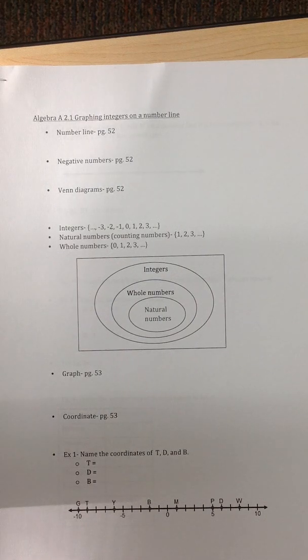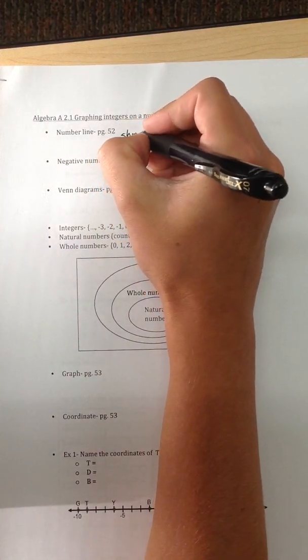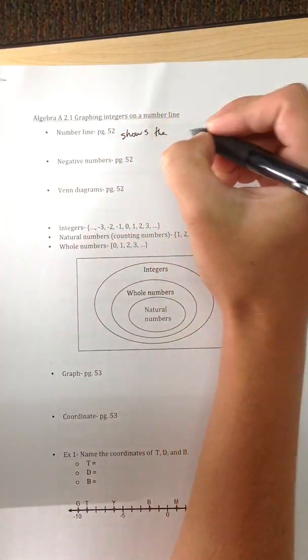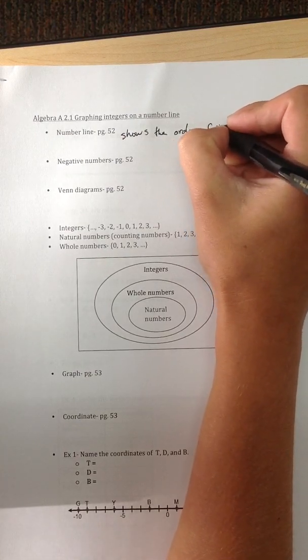Okay, so this is section 2.1, graphing integers on a number line. The first definition there is number line. If we look at number line in the book on page 52, basically what it is, it shows the order of numbers. So we'd want to write: shows the order of numbers.